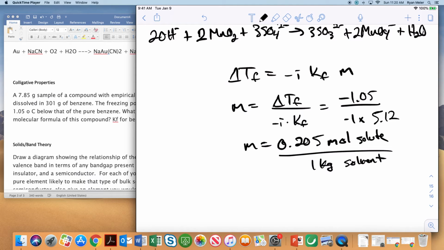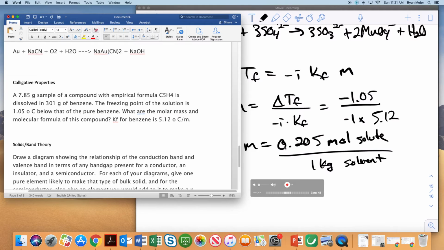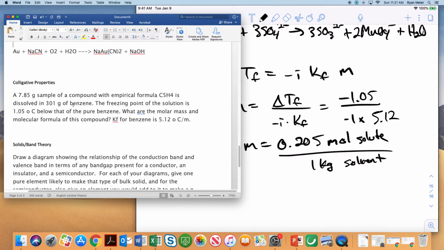Right? That's the ratio that I should have. But what else do I know? I know that in this particular case, in 301 grams of benzene, I actually have 7.85 grams of this compound. So what I can do is use this 301 grams of benzene, which is my solvent, to make a ratio to figure out how many moles of my solute are in 301 grams.